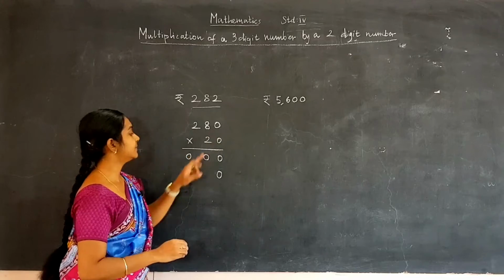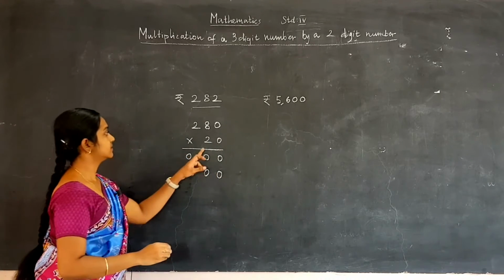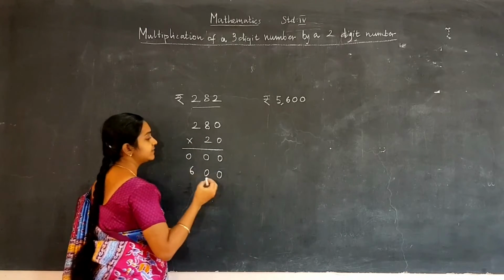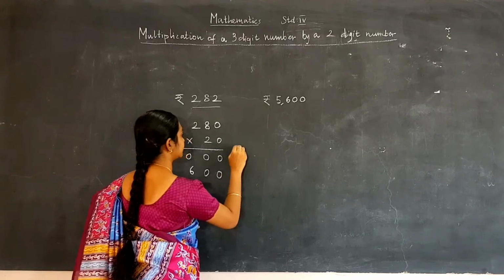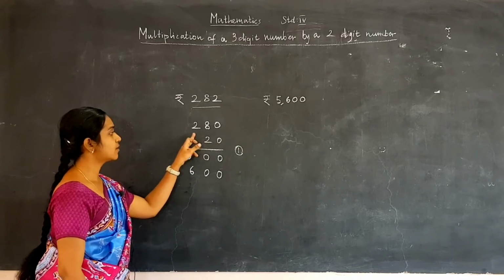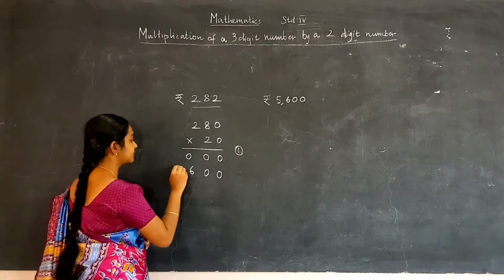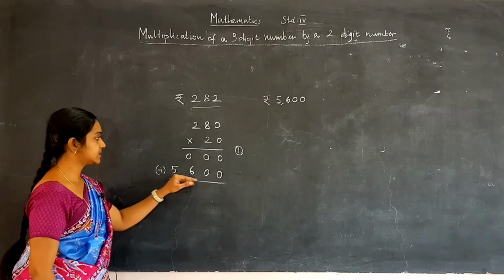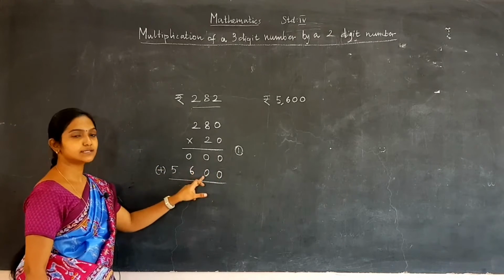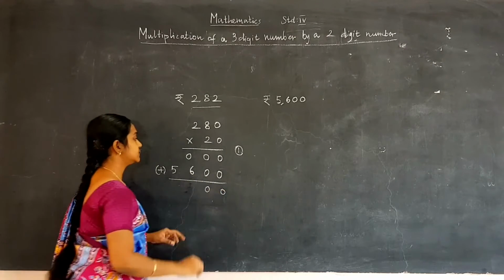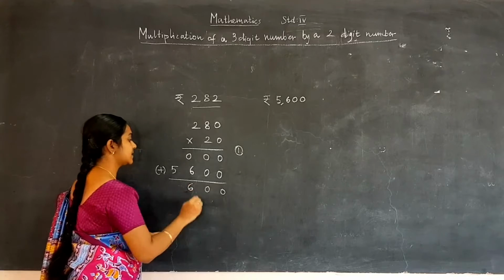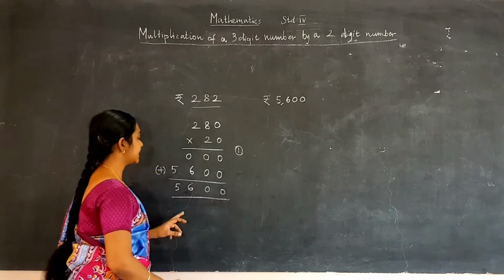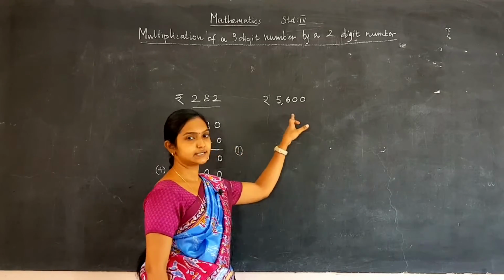0 into 2 will be 0. 2 into 8 will be 16, and we have remaining 1. 2 into 2 will be 4. 4 plus 1 will be 5. We have to add these two lines. 0 plus 0 will be 0, 0 plus 0 will be 0, 0 plus 6 will be 6. Here we don't have any number, so write 5 as it is. So the manager replied rupees 5,600 approximately.